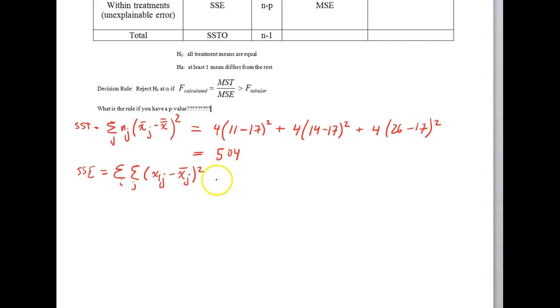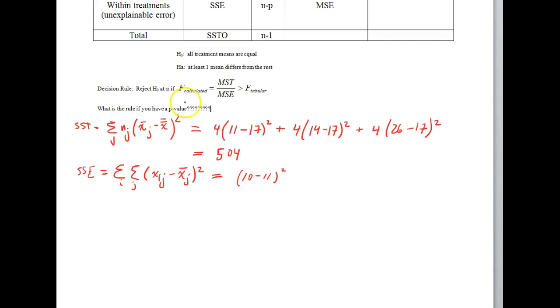Okay. And so then this is just going to be the specific data point within a treatment minus that treatment mean. And so now we're going to add up all of those deviations, or we're going to square all those deviations and add them up. So if we're looking at treatment 1, the first data point is 10. So this is going to be 10 minus the mean of that treatment, 11, squared.